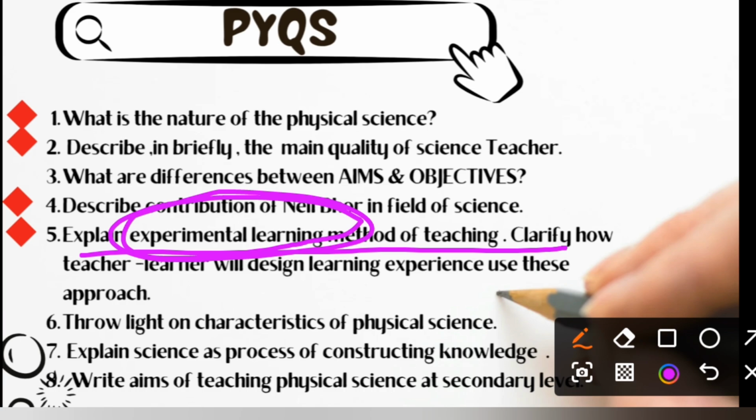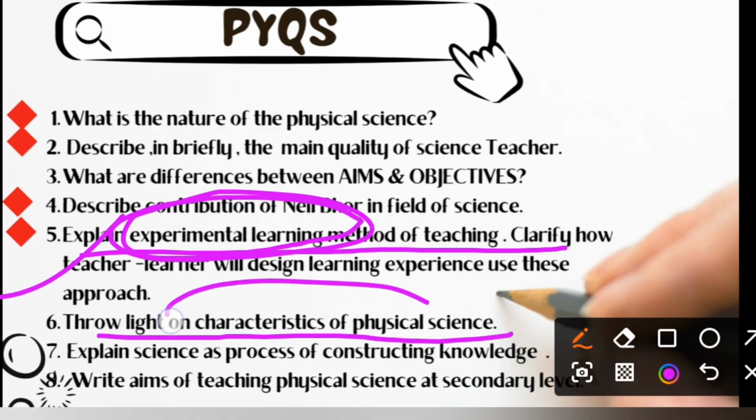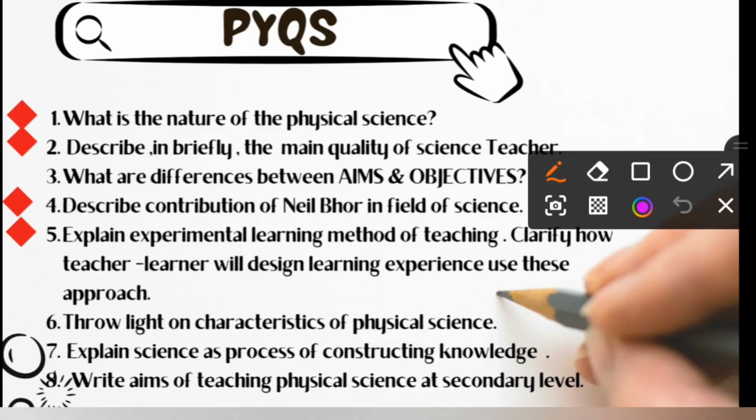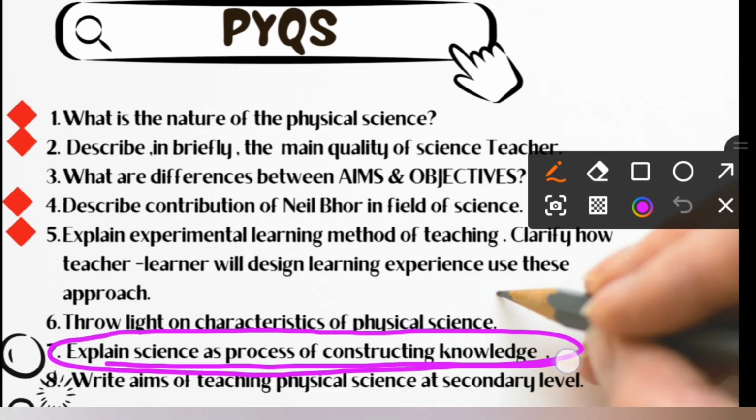Moving toward the next question, question number 6 is, throw light on the characteristics of physical science. So here we have to explain the characteristics of physical science. Moving toward question number 7, explain science as a process of constructing knowledge. It is the basic definition of science, that science is defined as the construction of knowledge. So we have to explain this statement in our own words.